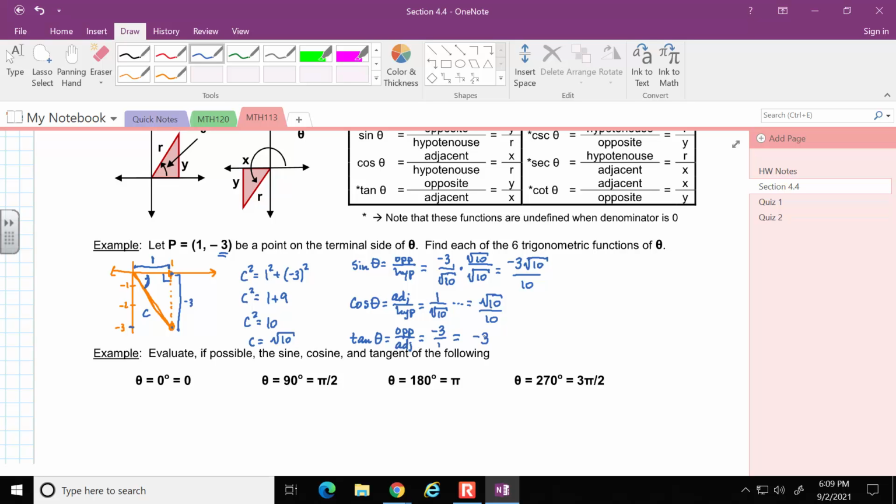Okay. So we're going to keep rolling with this. I'm going to come in here and say, all right, cosecant of theta. And remember, that's sine flipped. Well, I don't want to flip this because then I have to simplify again. If I take this original form and flip it, though, I get negative square root of 10 over 3. And you should get that same answer if you take negative 3 times square root of 10 over 10 and flip that and simplify the denominator. Things will cancel. You should get back to the same thing.